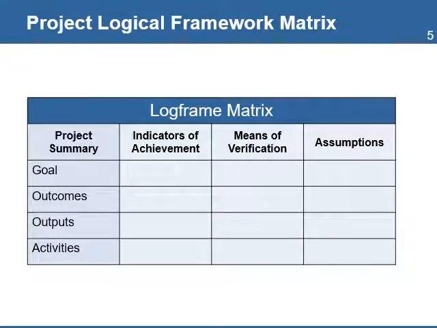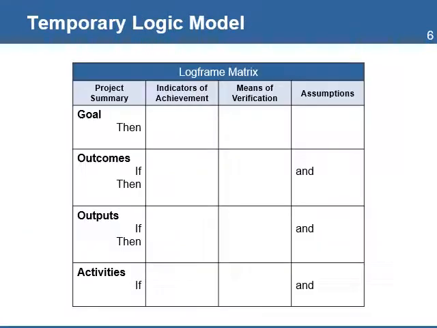The 4 columns provide different types of information about the events in each row. The first column provides a narrative description of the event. The second column lists one or more indicators of achievement used to measure progress. The third column describes the means of verification. This is the information or the sources of data collection for each indicator. And the fourth column lists assumptions, or the positive conditions necessary to achieve the results.